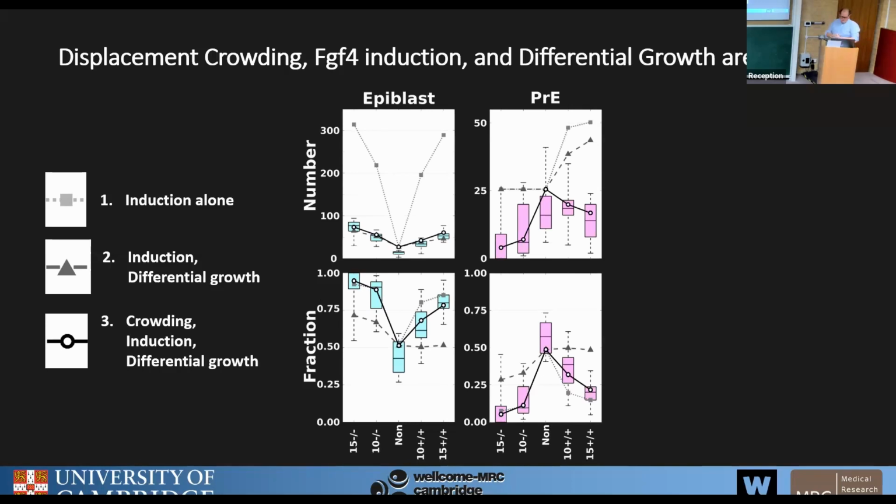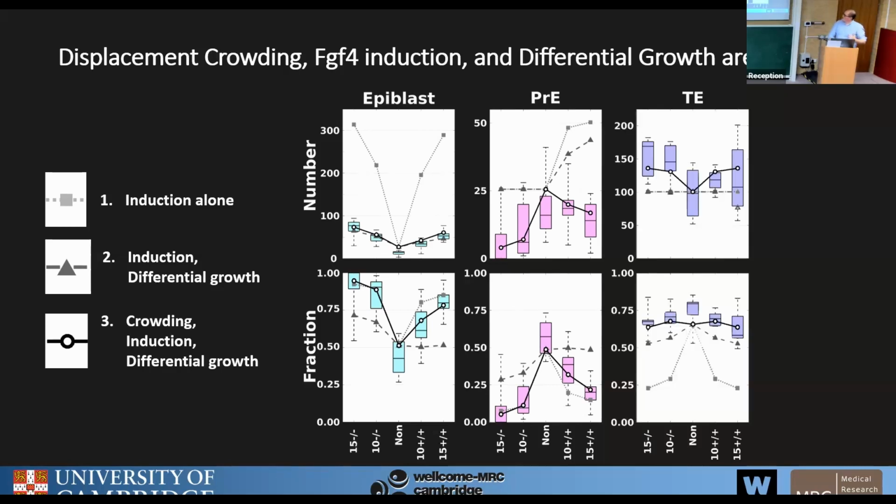What does not fit well is when we look at the levels of primitive endoderm. When we look at the number of primitive endoderm, both the first and second models that do not incorporate spatial crowding do not affect the amount of primitive endoderm being produced at the number level, which is indicative of a secondary mechanism: you need a spatial crowding mechanism at the first cell fate specification to actually drive the increase in the amount of trophectoderm that you see.